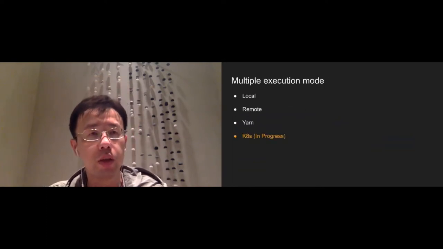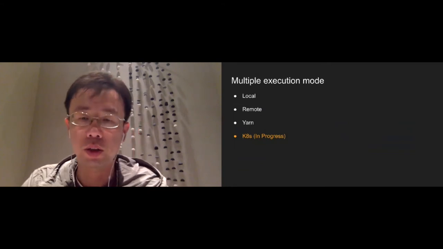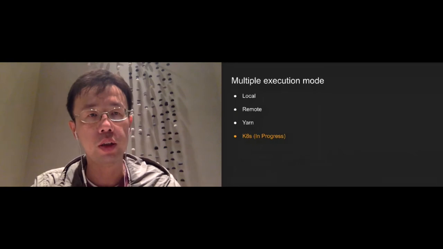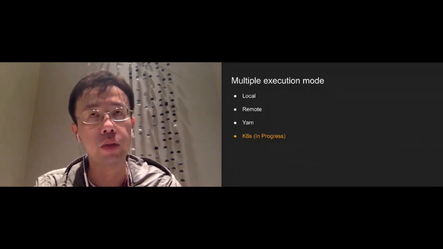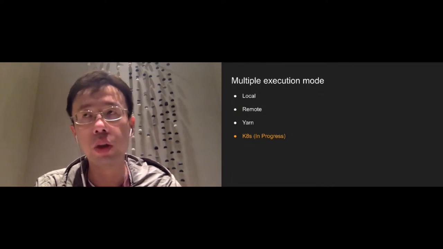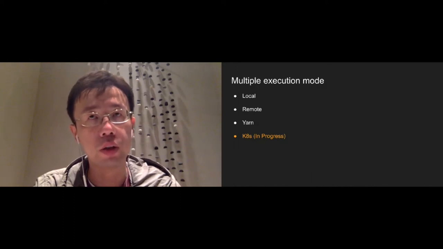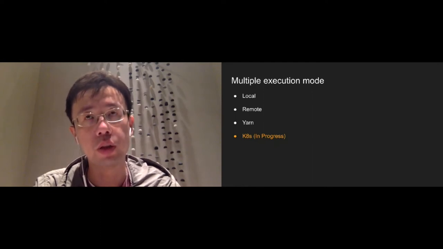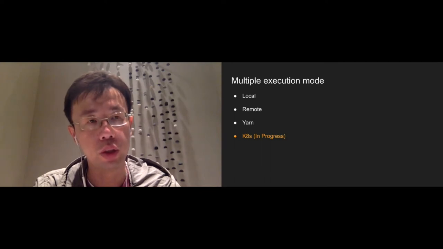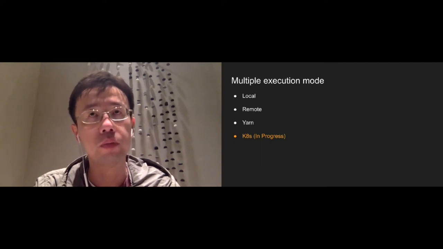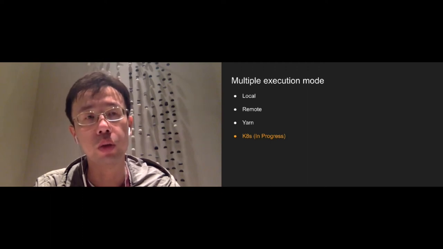So the next thing is about the multiple execution model. Currently, there are three kinds of execution models supported by Zeppelin. The first is the local model. Local model means that you just start a mini cluster on the local machine, and the job manager and the task manager are just running as separate threads. I think this is the simplest way to try Flink on Zeppelin. You don't need to set up any Flink cluster.